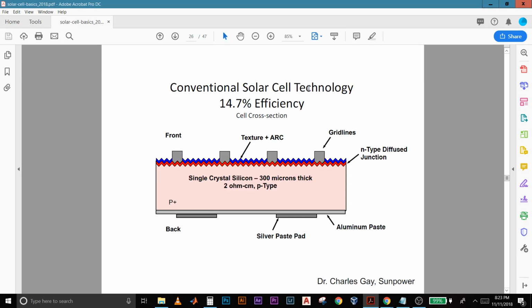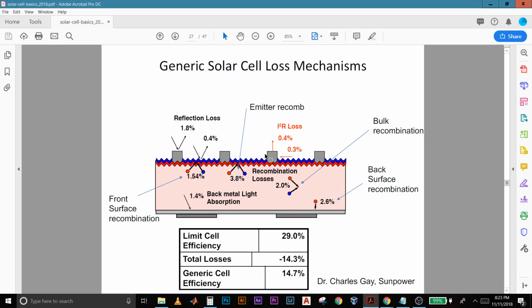So here is the conventional solar cell technology. This is from Dr. Charles Gay at SunPower Corporations, and we see the cross section of a typical solar panel. What we see is in the bulk we have the pn-junction, and then on top and bottom we have anti-reflection coatings and different textures to increase the light trapping potential of solar cells, aluminum plates on the backs, and the grid lines for the front and back to connect the top and back contacts. Now these kind of solar cells are only about 15% efficient, and the losses primarily come from these sources.